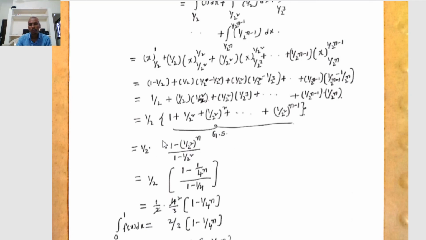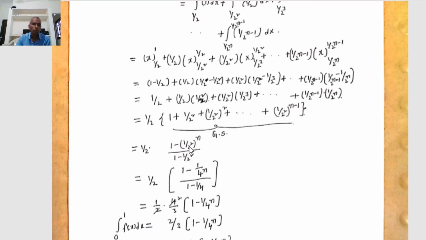Therefore, the sum of n terms of a geometric series is a into (1 minus r to the power of n) by (1 minus r), where r is less than 1. Suppose r is greater than 1, then a into (r to the power of n minus 1) by (r minus 1). Here r is 1/2 square, which is less than 1, and a equals 1, therefore 1 minus r to the power of n, where r equals 1/2 square.